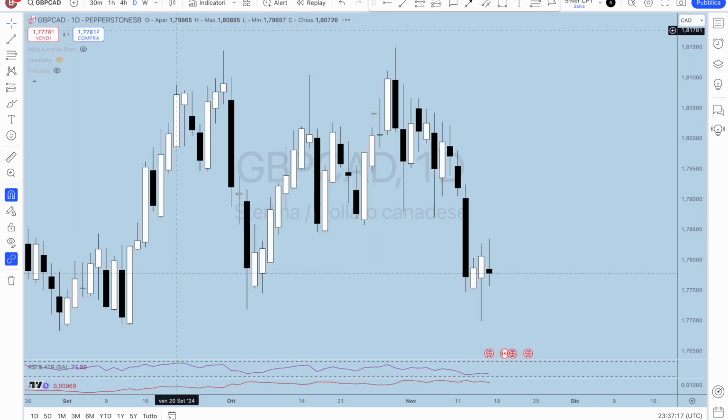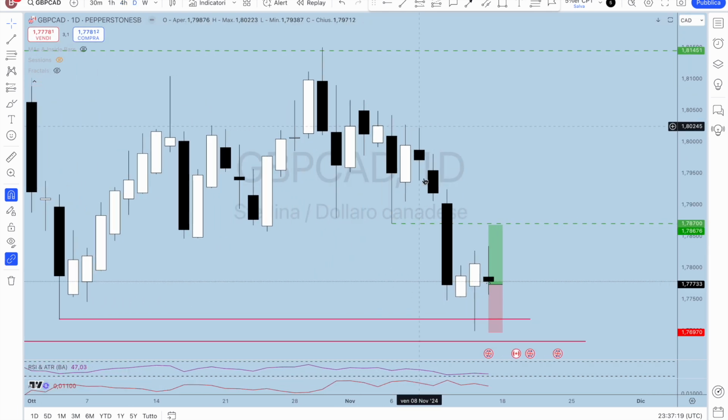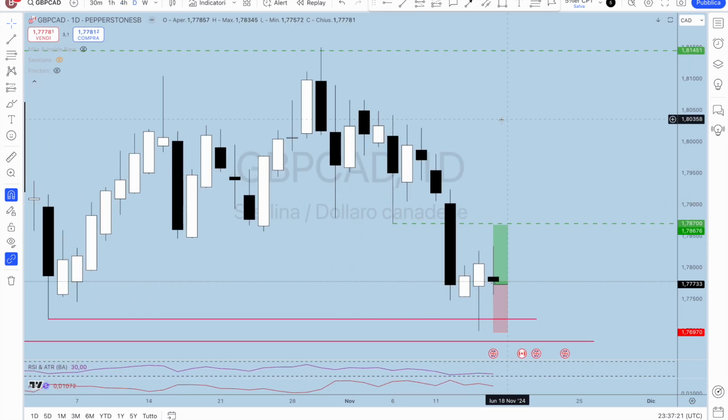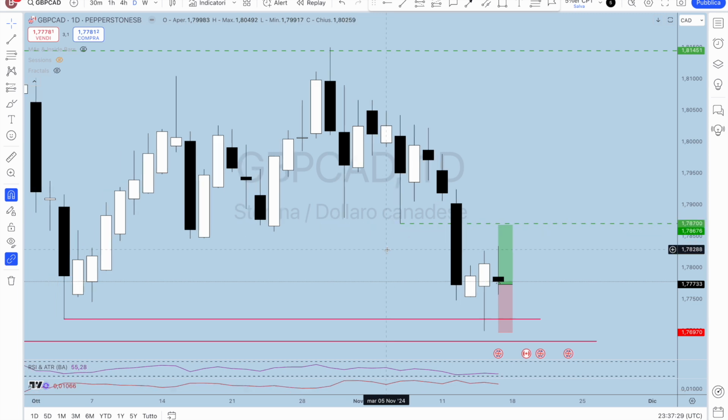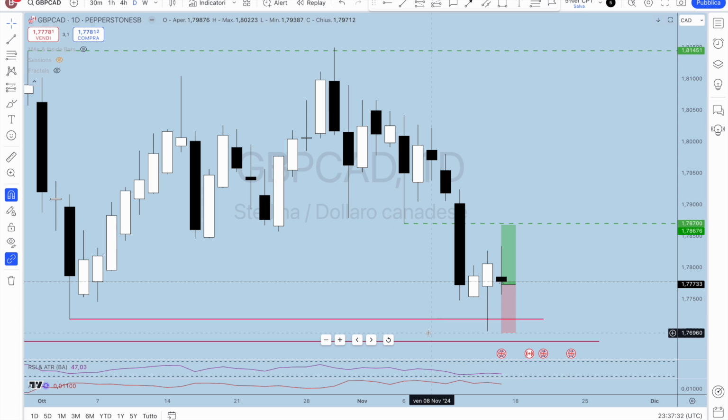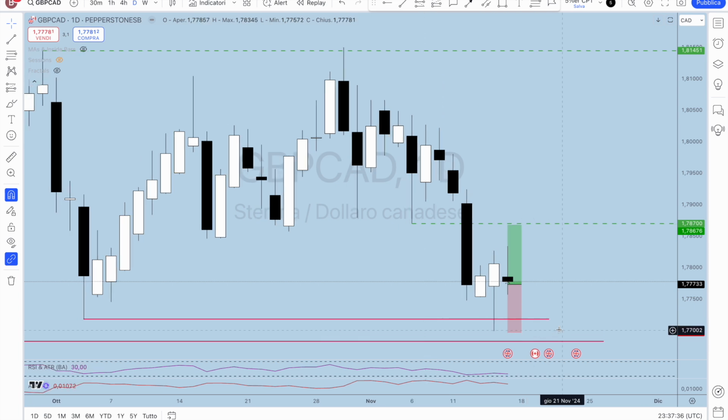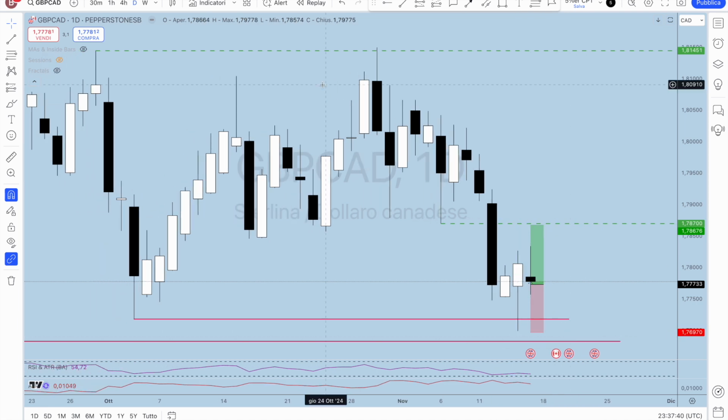I'll just go back to the daily because I missed something quite important. So on the daily, I set up my initial target at this swing low here, 1.7870, and as usual, my stop loss was going to be under the fake out, knowing that it's quite a risky trade because we've got the staggered levels.